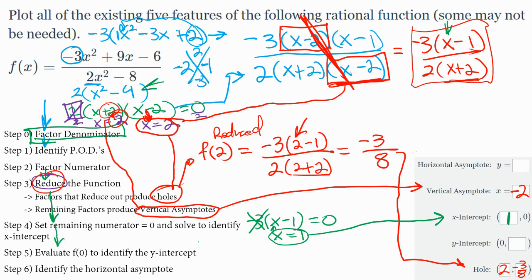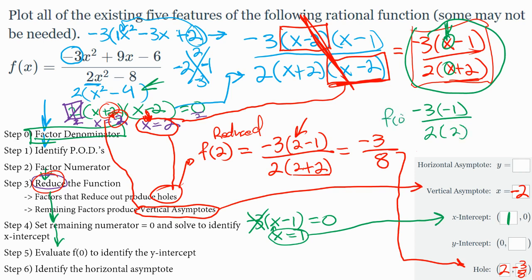Moving down the list, step 5. So evaluate f of 0. So now I plug in 0 to the reduced version, which for space I'll go ahead and do right here. So if I plug 0 in right here and right here, that's going to get negative 3 times negative 1 over 2 times 2. So that's f of 0. And that's going to produce positive 3 over 4. So this is my y-intercept. So bring that right down here, (0, 3/4).